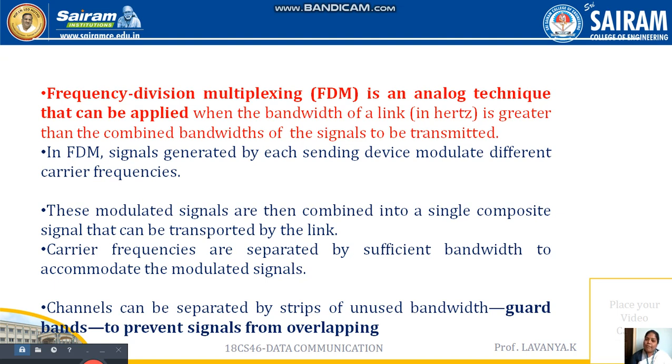Here the bandwidth we measure in two ways. One is in the form of hertz, another is in the form of bits per second. Whenever we measure frequency, we have to use hertz, and whenever we measure speed, we have to use bandwidth as bits per second.